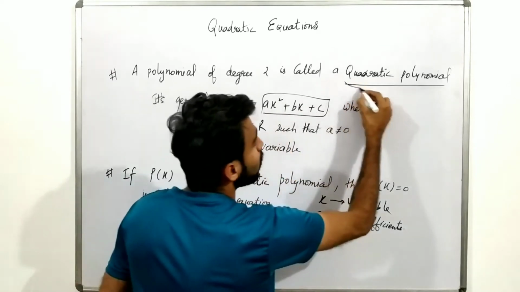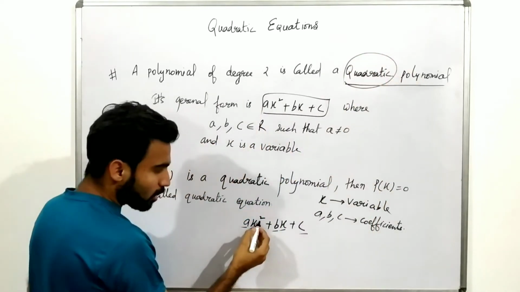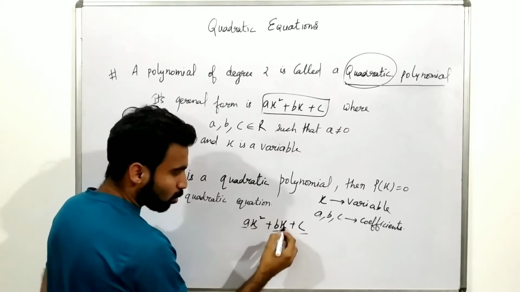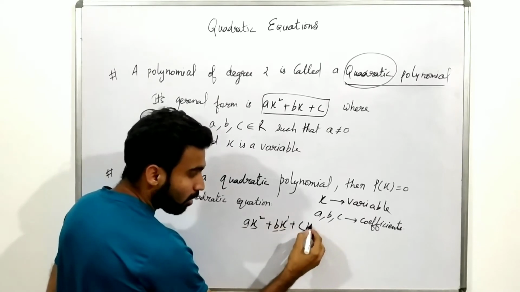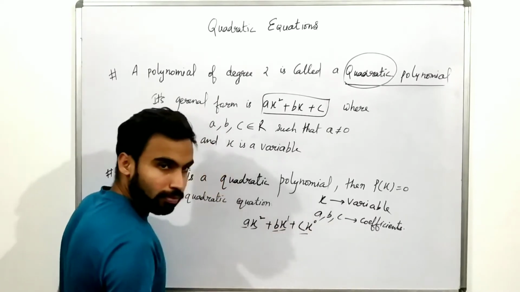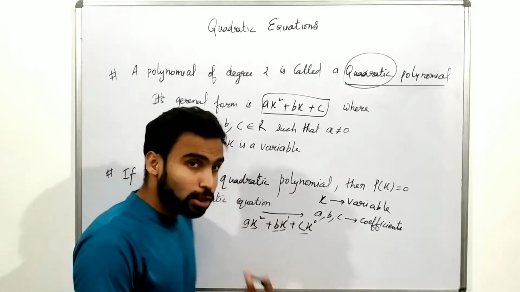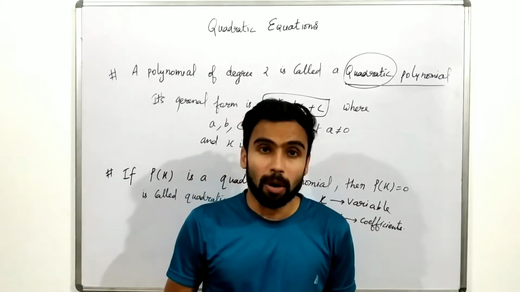Now the term quadratic comes here. As you can see, the power of x here is 2, here the power of x is 1, here the power of x is 0. The powers are in decreasing order. This is the standard format of writing a polynomial.